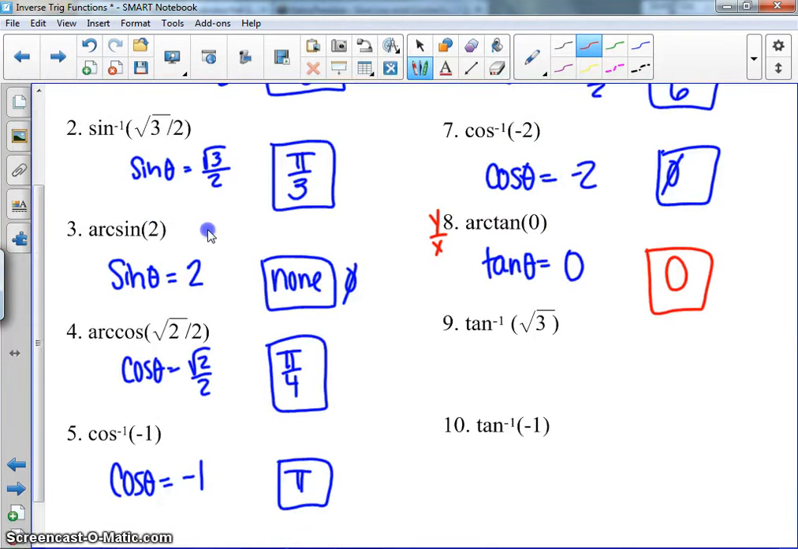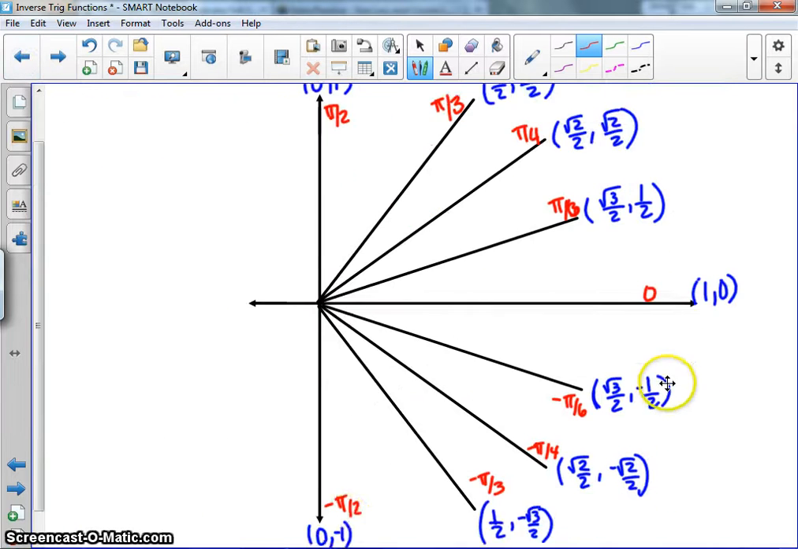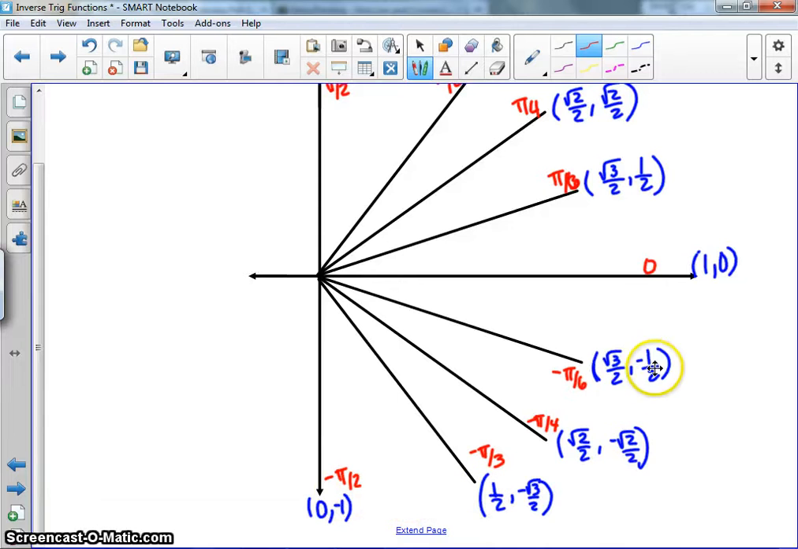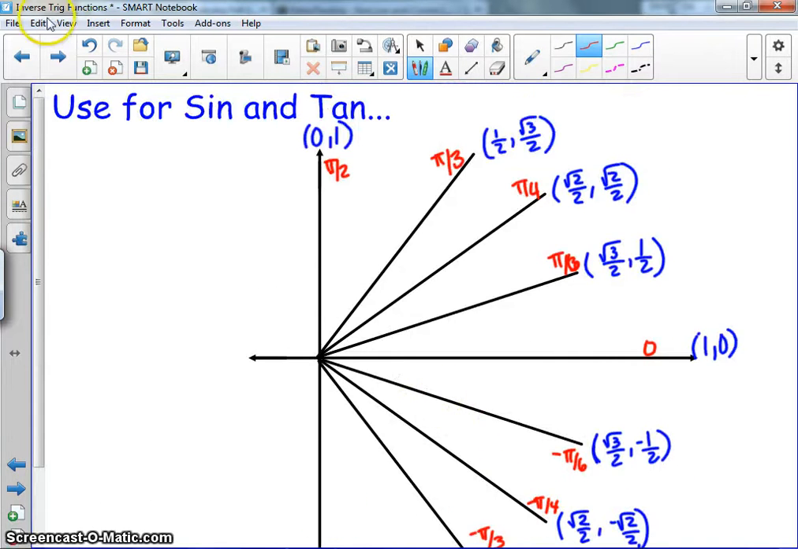Alright, tangent inverse of square root of 3. This is saying where does the tangent equal square root of 3? So where does the y over the x equal the square root of 3? And this is positive. So when I go look at this, I know that it's not going to be any of these angles down here, because if I put y over x at any of these, this is going to give me a negative answer, and I want a positive square root of 3. So if I look at these 3 angles, that's the only possibilities that I could have.